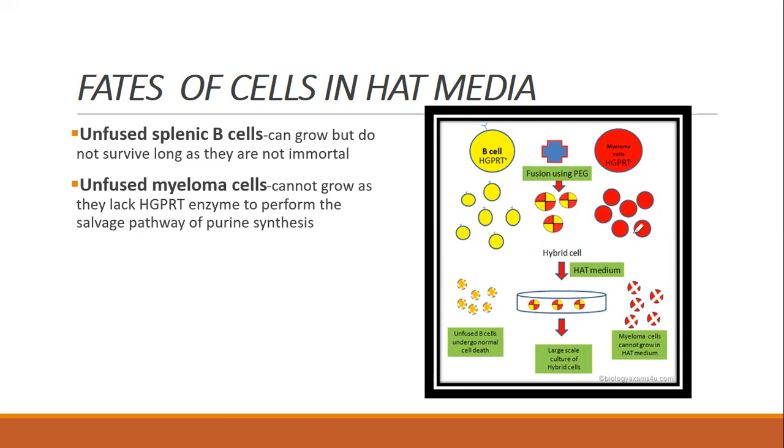The only cell which is left is known as the hybridoma cell. They can grow and survive long. Why can they grow and survive long? Because it is a hybrid of B cells and myeloma cells. The myeloma cell has the potential of immortality, while the B cells have the particular enzymes that are required for growth. So they will eventually grow on a HAT medium, and as a result, we can purify our hybrid cells from the rest of the cells. This is the fate of cells in a HAT medium.